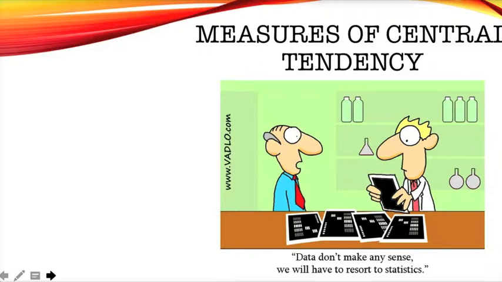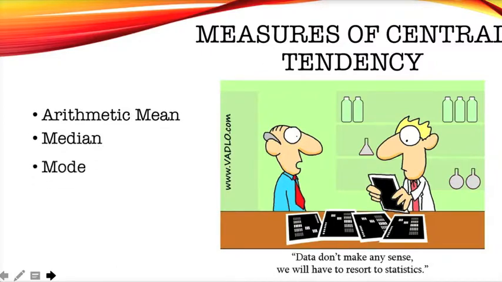There are 4 common ways to measure central tendency: arithmetic mean, median, mode, and the mid-range. Each one of these measures may be used, but depending on the situation, one may be better than the other.